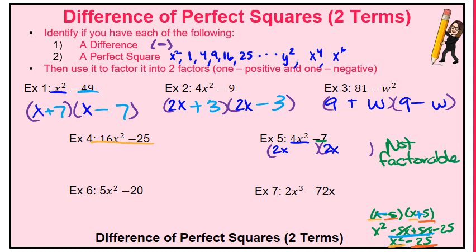Okay. Take a look at example 6. You guys, 5 isn't a perfect square and 20 is not a perfect square. But let's take care of GCF first. If I look at the GCF, I can divide out a 5 and I get x squared minus 4. Hey, now that works. Keep the 5, but now set up your 2 parentheses. Factors of your first term, factors of your last term, 1 positive, 1 negative. Okay, so the only difference was I just had to take something out first to make it work.